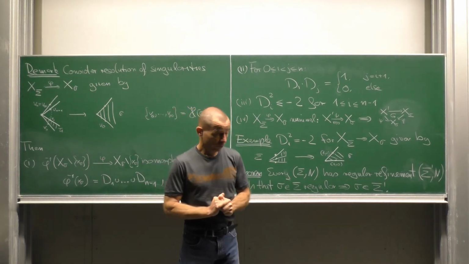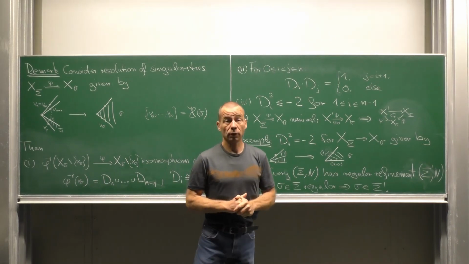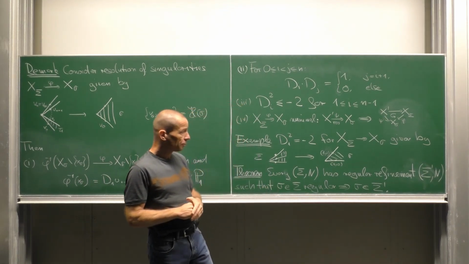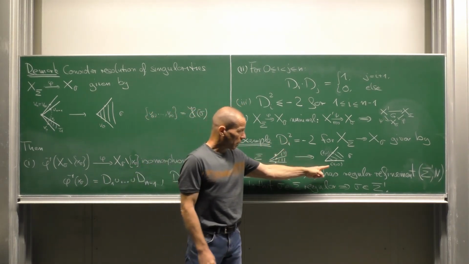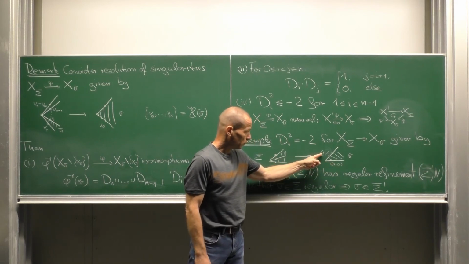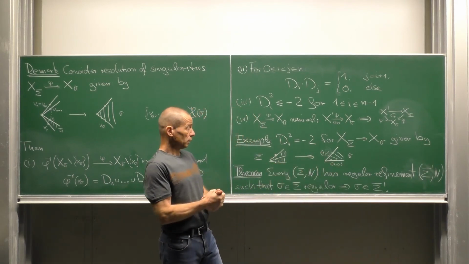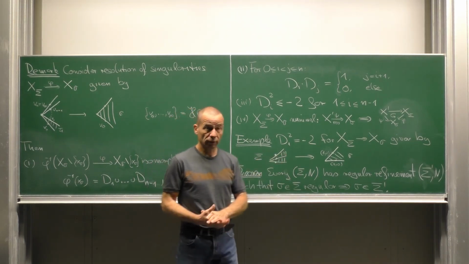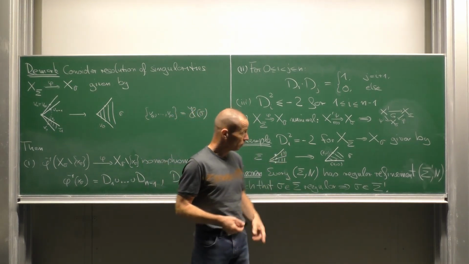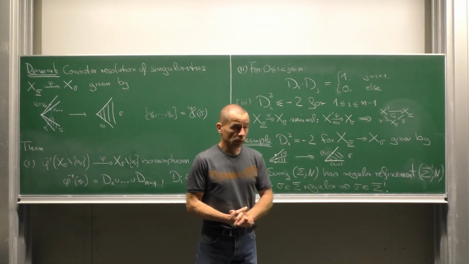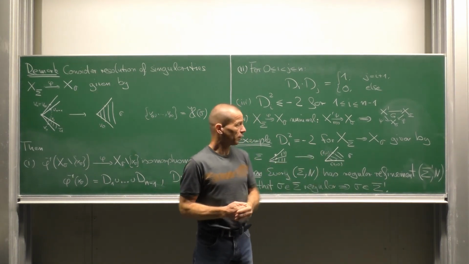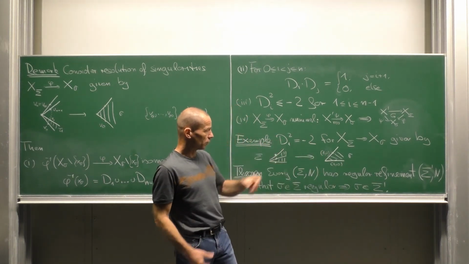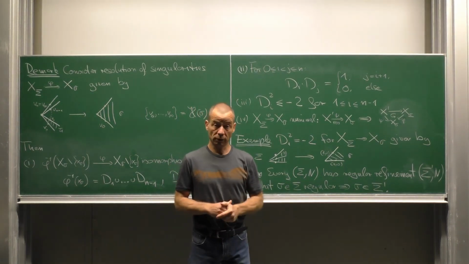Let us see an example, the example from the beginning again. So we had the cone σ generated by (1,0) and (1,2). The resolution was obtained by inserting the ray through (1,1). Now (1,0) plus (1,2) equals (2,2). That means that the self-intersection of the divisor D1 equals minus 2.